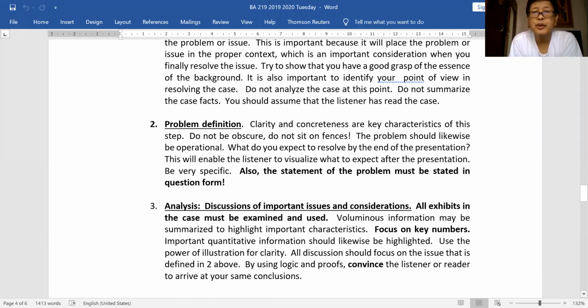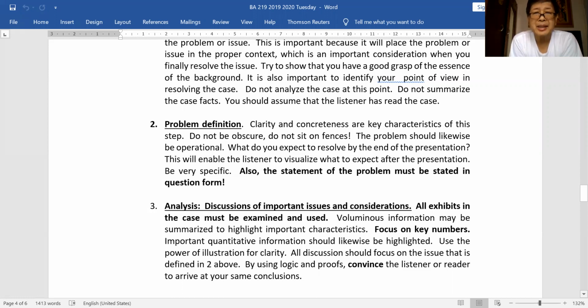And why do I want you to do it in question form? Because if you state your problem in question form, you are forced to be more focused. You cannot come up with so many problems. And I'll tell you, in case analysis, the statement of the problem is a very important part of the case analysis. Why is that so?